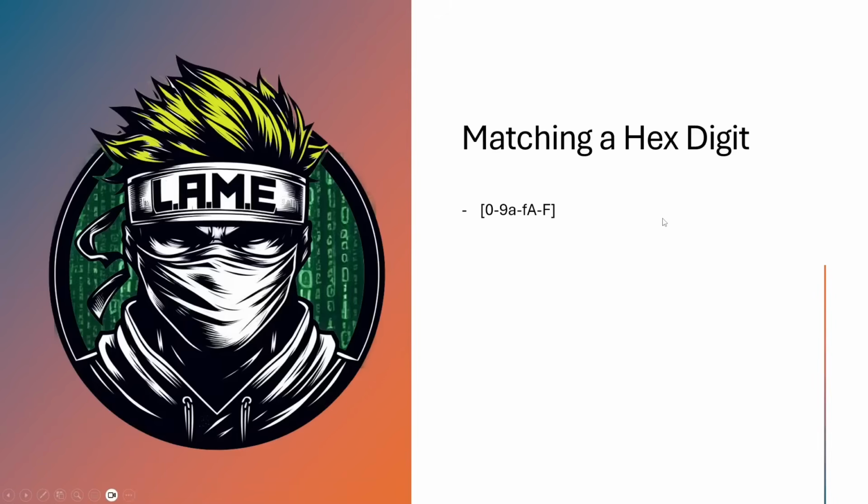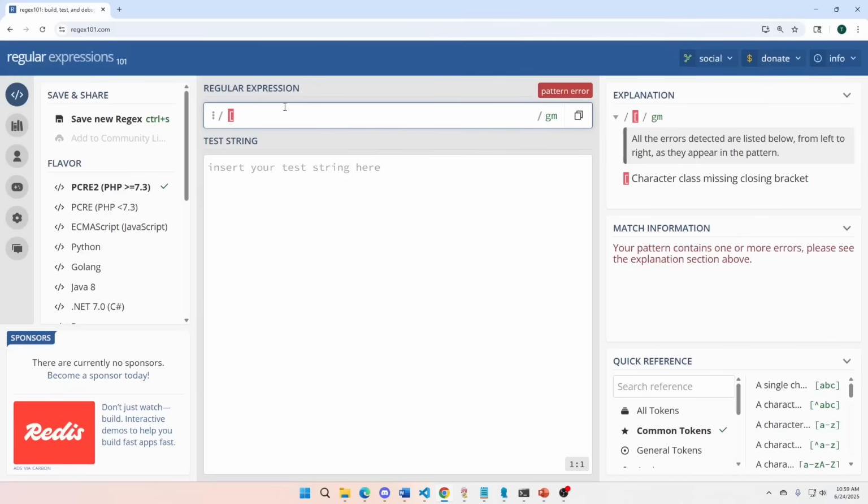Now let's use a range for something practical, matching a hexadecimal digit. Hex digits are 0 to 9, or a to f, or capital A to capital F, used in things like color codes or memory addresses. We'll use [0-9a-fA-F]. I'm typing 0-9, a-f, A-F.